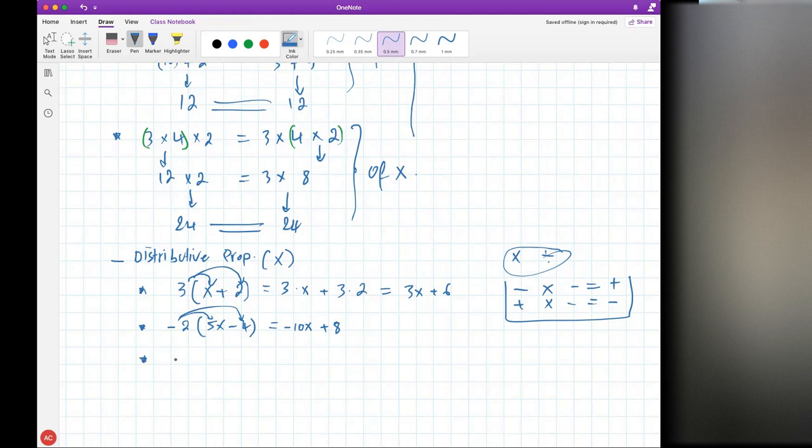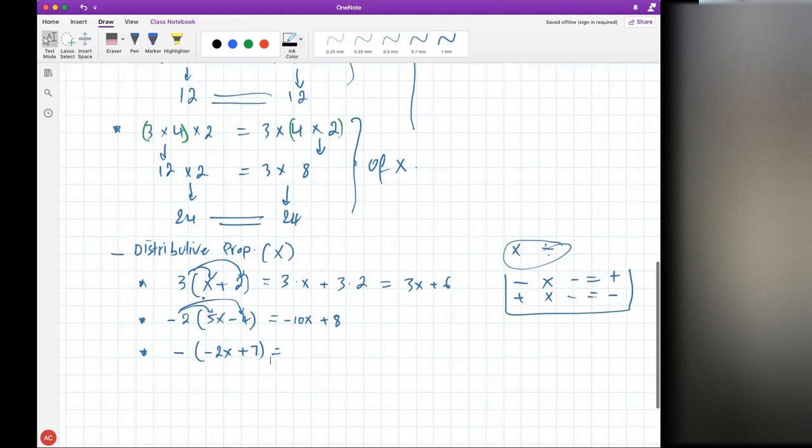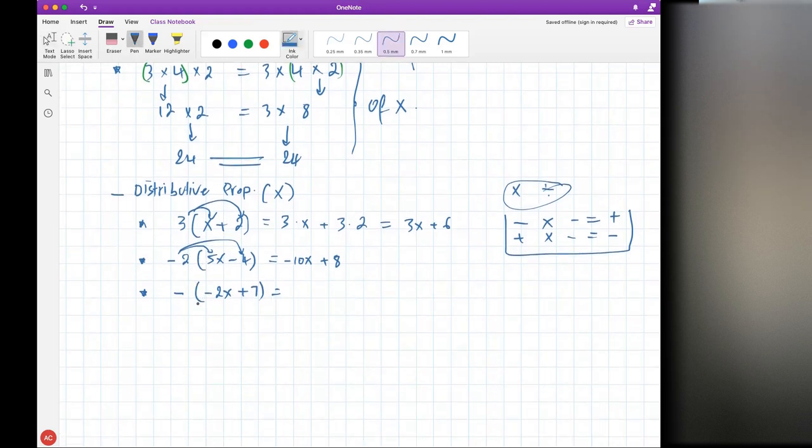Okay, and in some cases you may see just a negative sign in front of the parentheses. For example, negative, maybe negative 2x plus 7. So what does this mean when you see a negative in front of the parentheses? You multiply your sign. -1. That's right. So when you see a negative in front of the parentheses, again, it's a multiplication. Think of that negative as a -1.